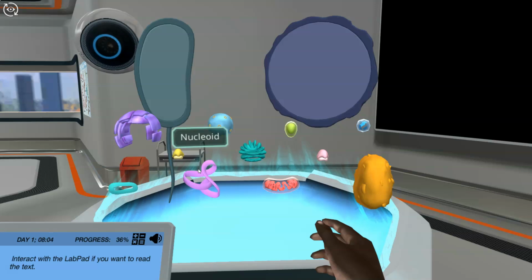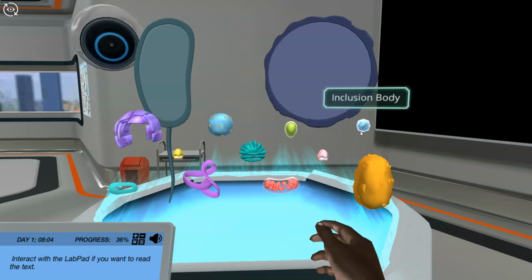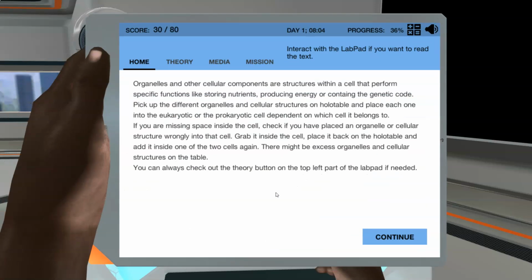Pick up the different organelles and cellular structures on the hollow table and place each one into the eukaryotic or the prokaryotic cell depending on which cell it belongs to. If you are missing space inside the cell, check if you have placed an organelle or cellular structure wrongly into that cell. Grab it inside the cell, place it back on the hollow table and add it inside one of the two cells again. There might be excess organelles and cellular structures on the table. You can always check out the theory button on the top left part of the lab pad if needed.